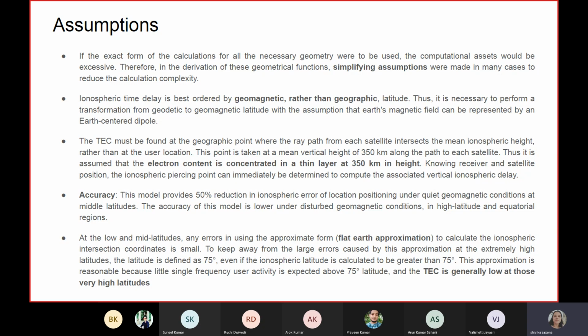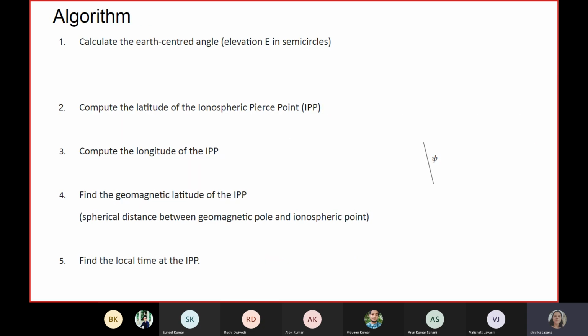One more assumption is that this model provides 50% reduction in ionospheric error of location positioning under quiet geomagnetic conditions. Quiet geomagnetic conditions mean no large scintillations are happening while using this model.